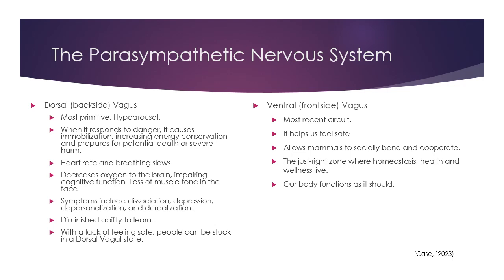The ventral vagal, the front side, is the most recent circuit of the three. It allows mammals to socially bond and cooperate. It's considered the just right zone where homeostasis, health, and wellness exist. Our bodies function as they should.